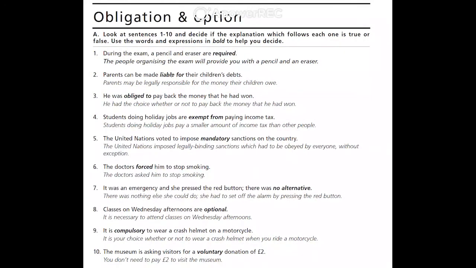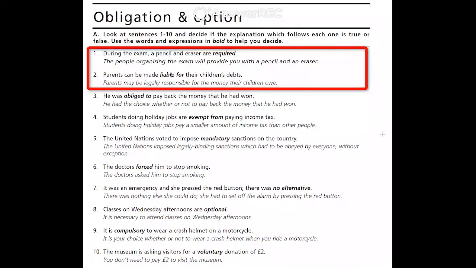We're going to be looking at questions 1 and 2. So sentence 1 says, during the exam, a pencil and eraser are required. And the explanation, the people organizing the exam will provide you with a pencil and an eraser. All right, you're going to see if it's true. And number 2, parents can be made liable for their children's debts. Parents may be legally responsible for the money their children owe. So your job is to figure out which one's true or which one's false. Or maybe they're both true or false.